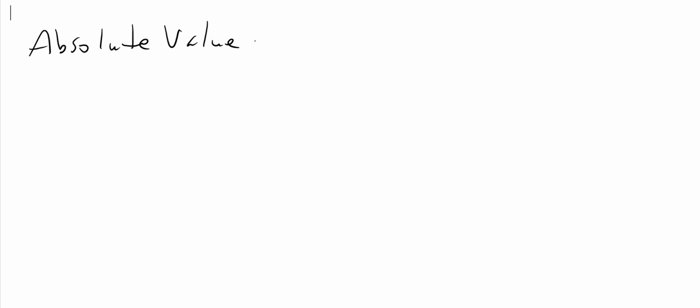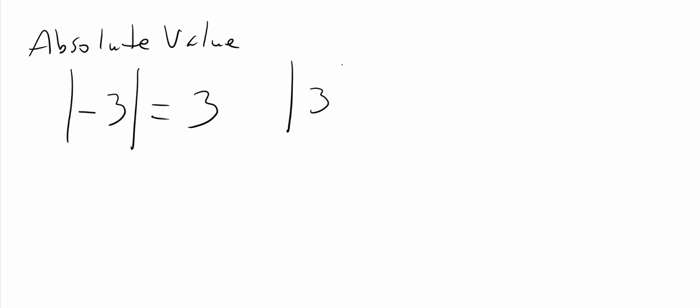You guys remember what absolute value is? Basically, these are the absolute value bars, and if you take the absolute value of a negative 3, it just makes it positive. So if I take the absolute value of a positive 3, it doesn't make a negative, it just makes it positive again. Technically, the definition is distance to 0, and distance is always positive. Okay?